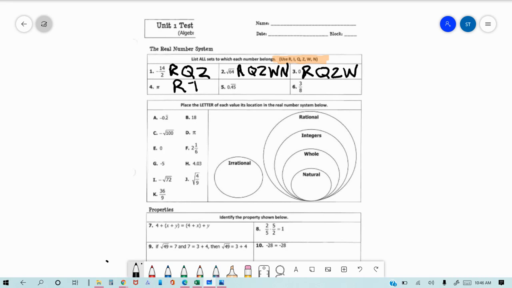R, I. R, Q. R, Q. Okay? So remember, Q stands for rational and Z stands for integer. So this is Q and this is Z. The rest of them are all the same. Are you ready to go on to the next?